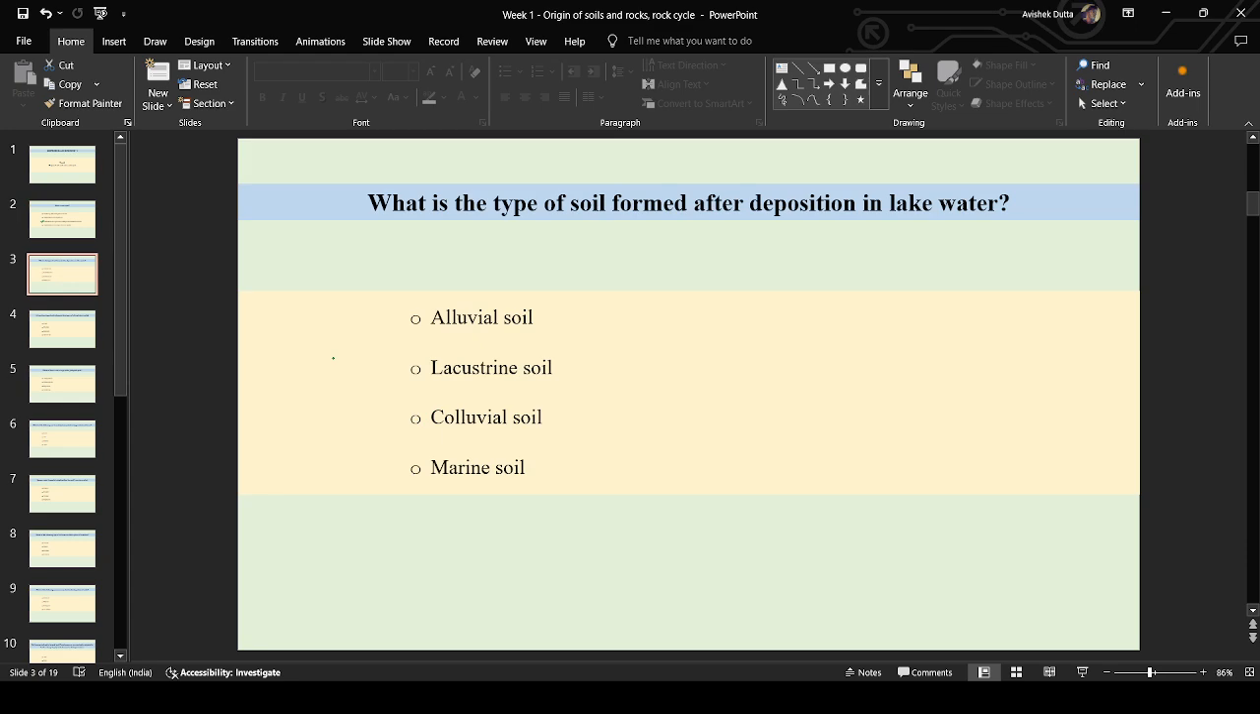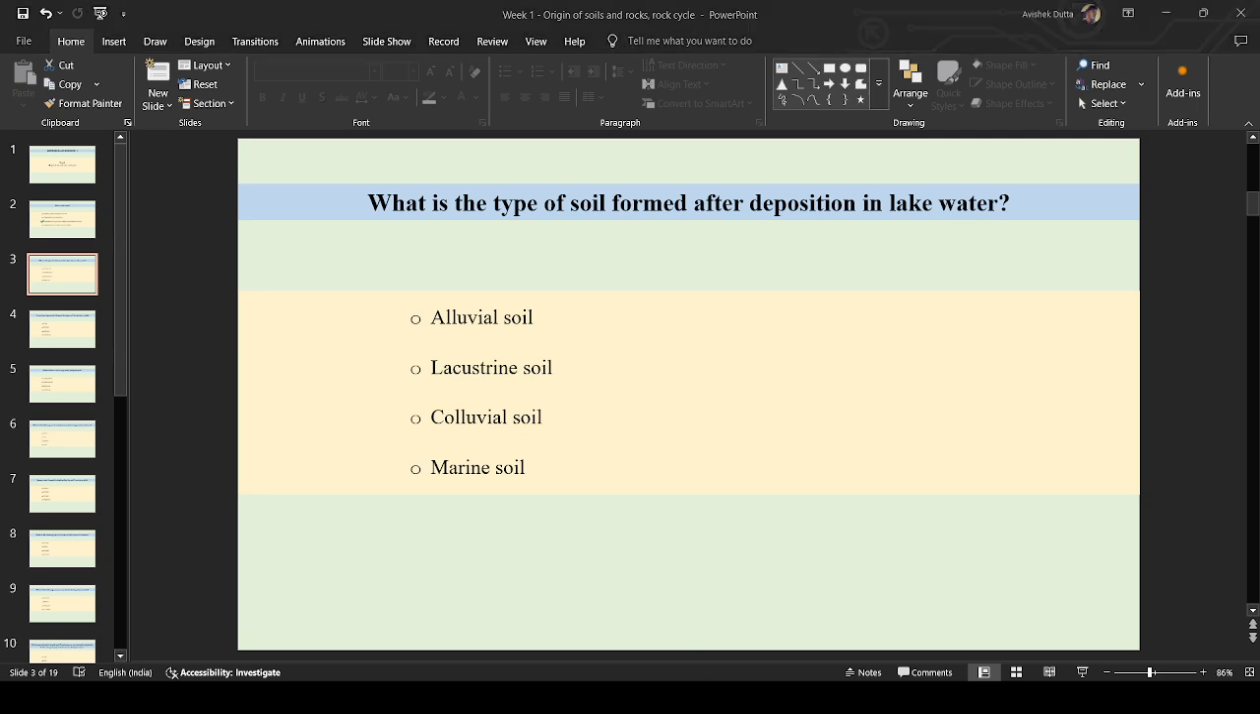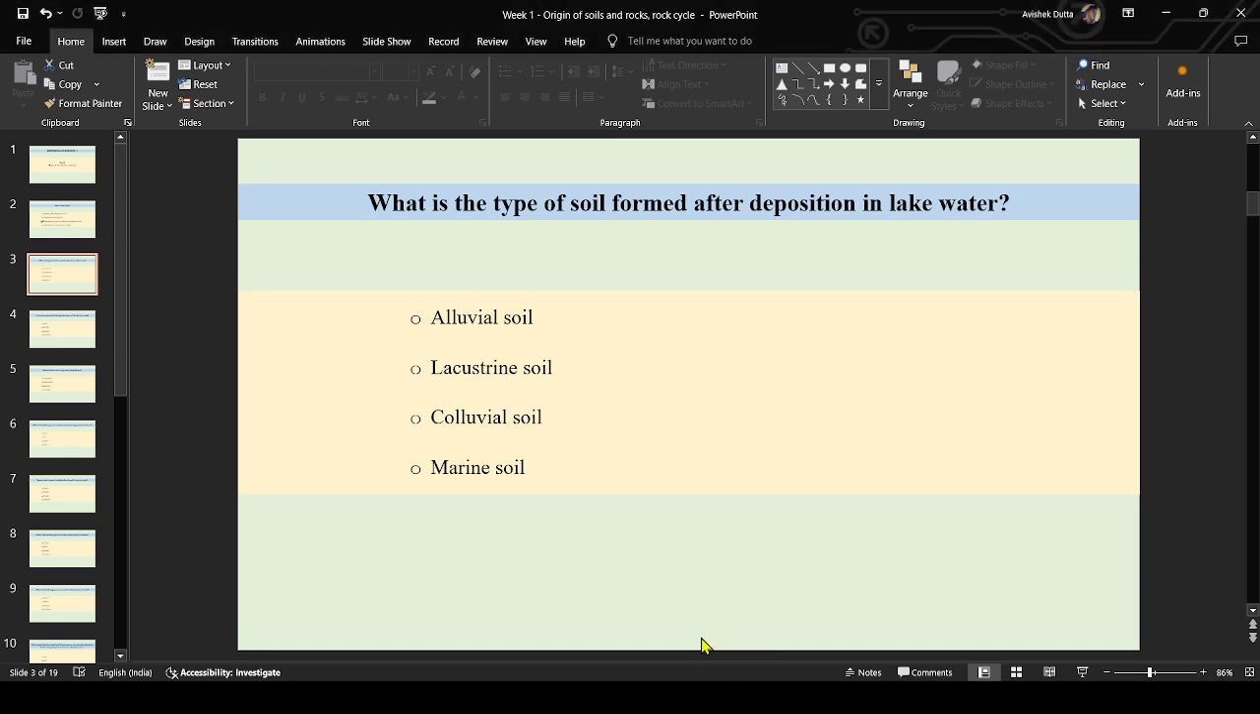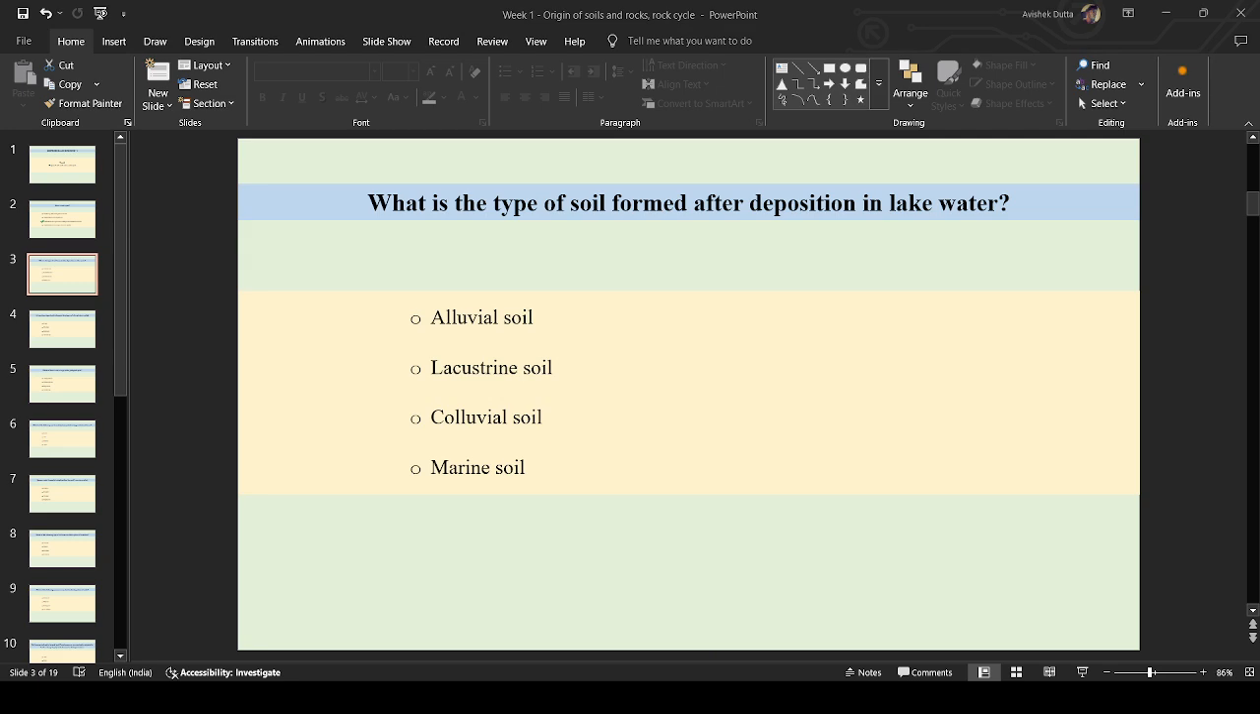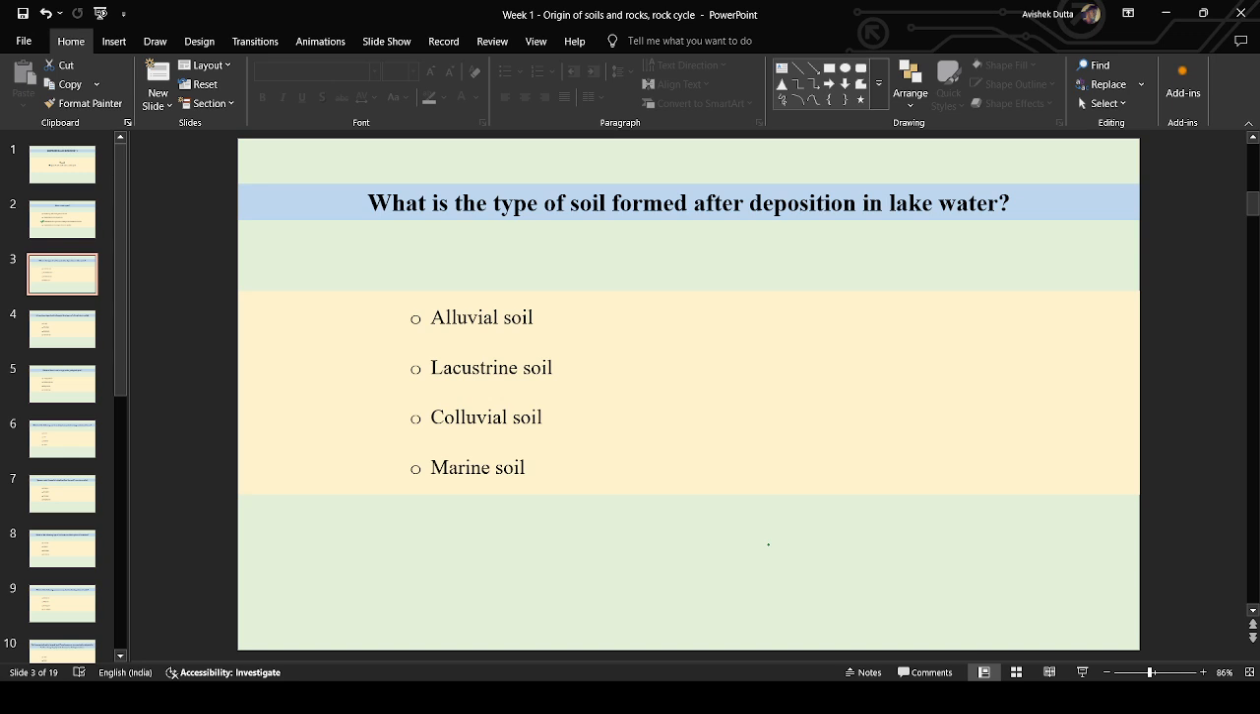What is the type of soil formed after deposition in lake water? Any answer? Lacustrine soil. Yes. Lacustrine soil is the soil formed after deposition in the lake water. So what is alluvial soil? Formed in a flowing river. Yes, formed after deposition by the river water.